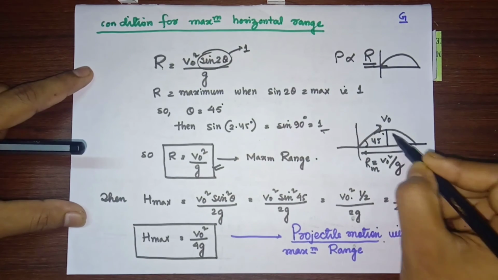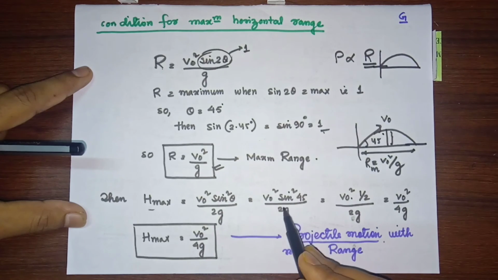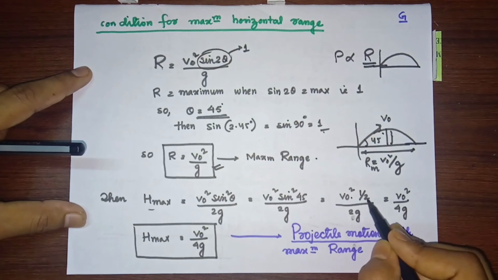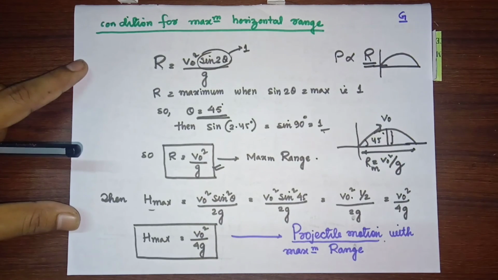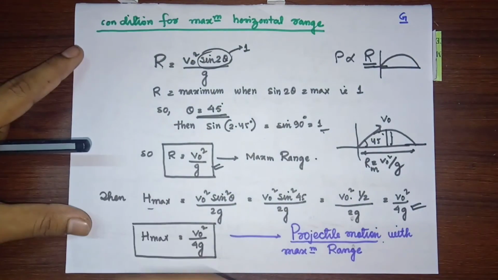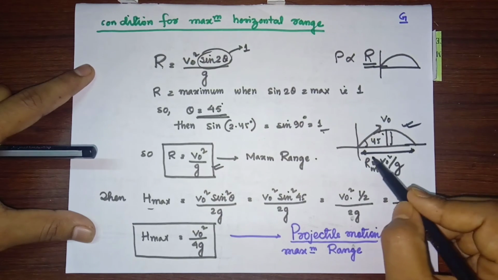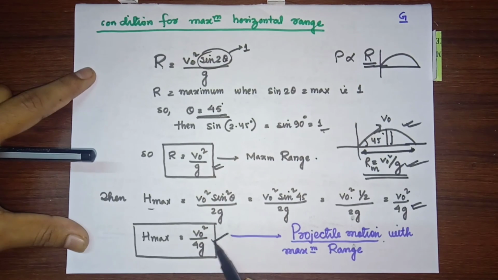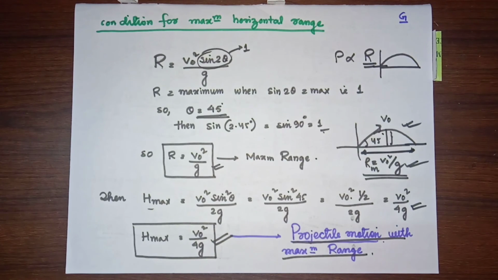And let us see what is the height attained. So h max for this case will be v naught square sin square theta by 2g, that is v naught square sin square 45 by 2g, as theta is 45 degree. So sin square 45 is 1 by 2, because sin 45 is 1 by root 2. So it is equal to v naught square by 4g. So h max for this case is v naught square by 4g. So as we are seeing, the projectile motion is with maximum range, so this is a projectile motion. The previous motion was not a projectile motion.